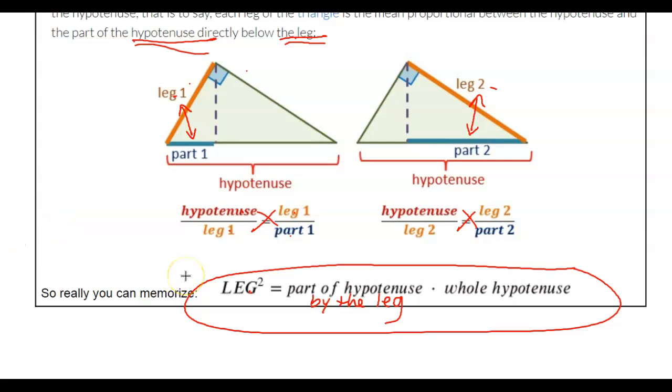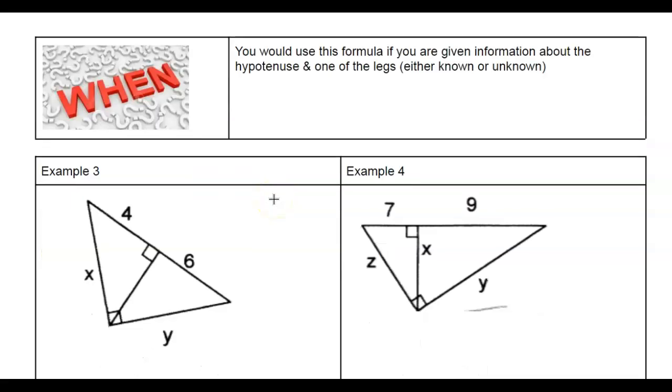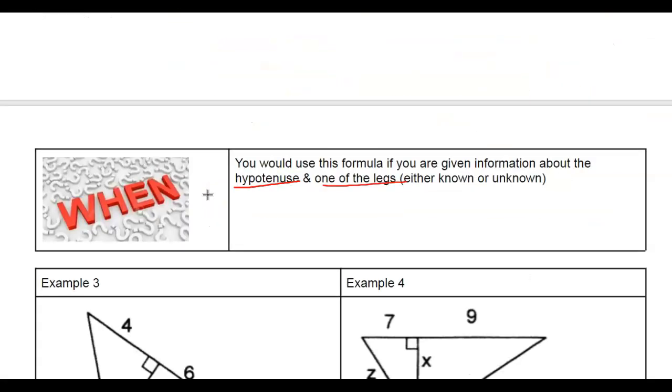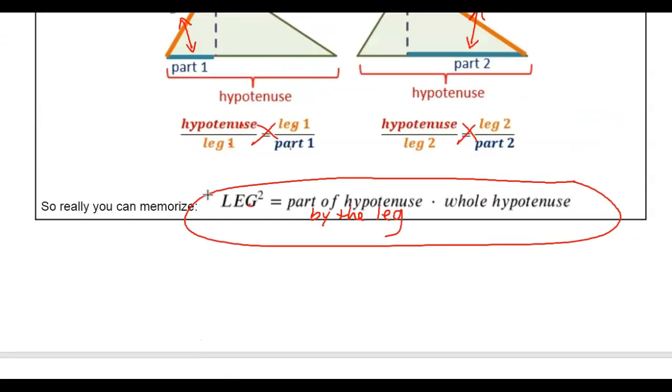So first, you really have to identify which geometric mean formula you need to use, and then which values you need to use. All right? So once again, we're going to use this when we are given or we want to know one of the legs and the hypotenuse values. So you might have to use both of them. All right, let's look at example 3 and 4. So I'm going to write down, I know it's leg squared equals part times whole, and it's hypotenuse. Okay? So I just memorized that part.